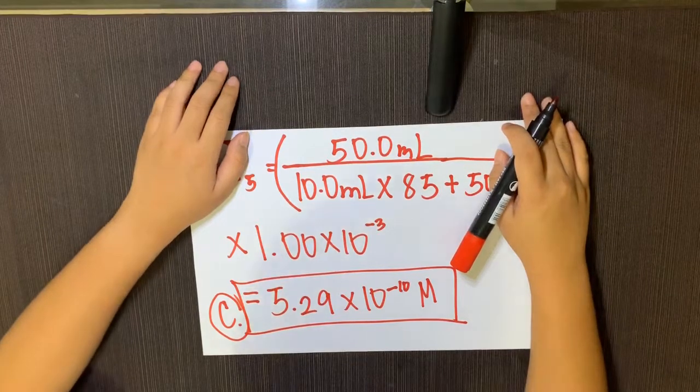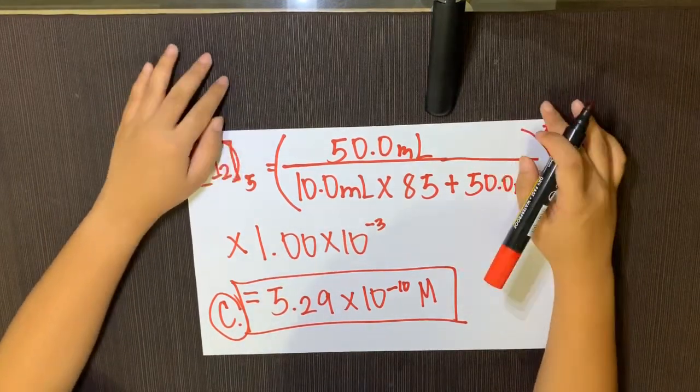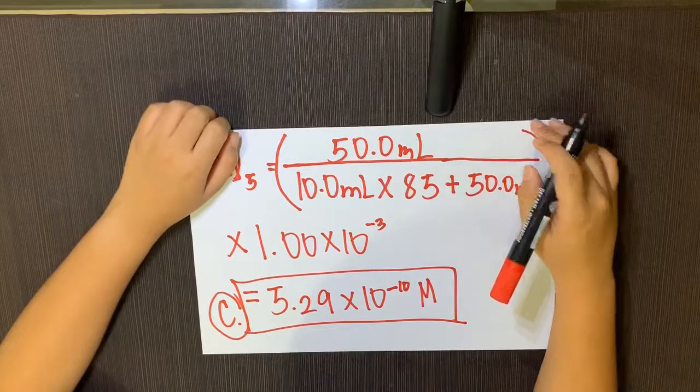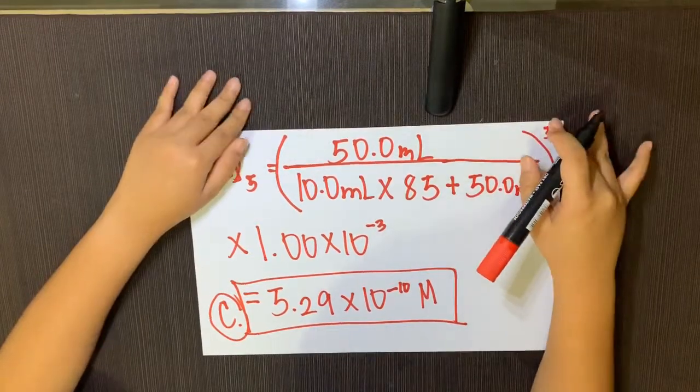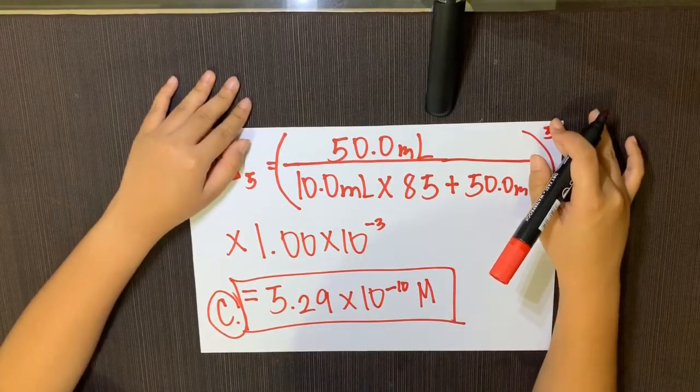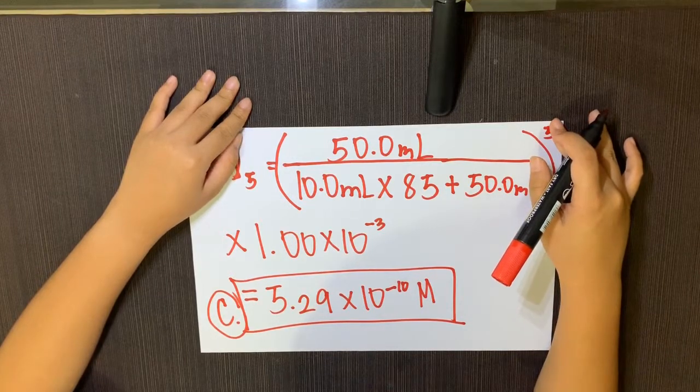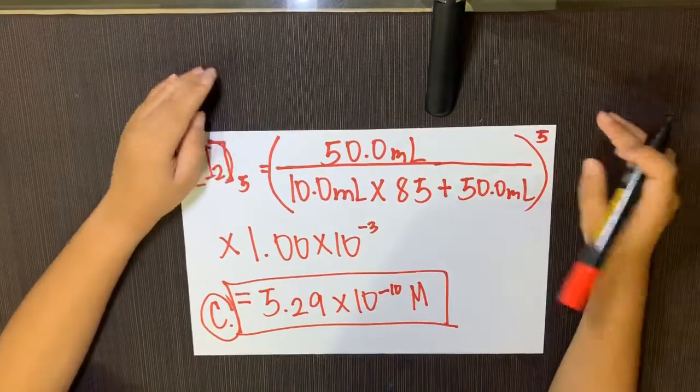So note the increased extraction efficiencies that result from dividing the original 50 milliliter of solvent into two 25 milliliter or five 10 milliliter portions. So that will be all.